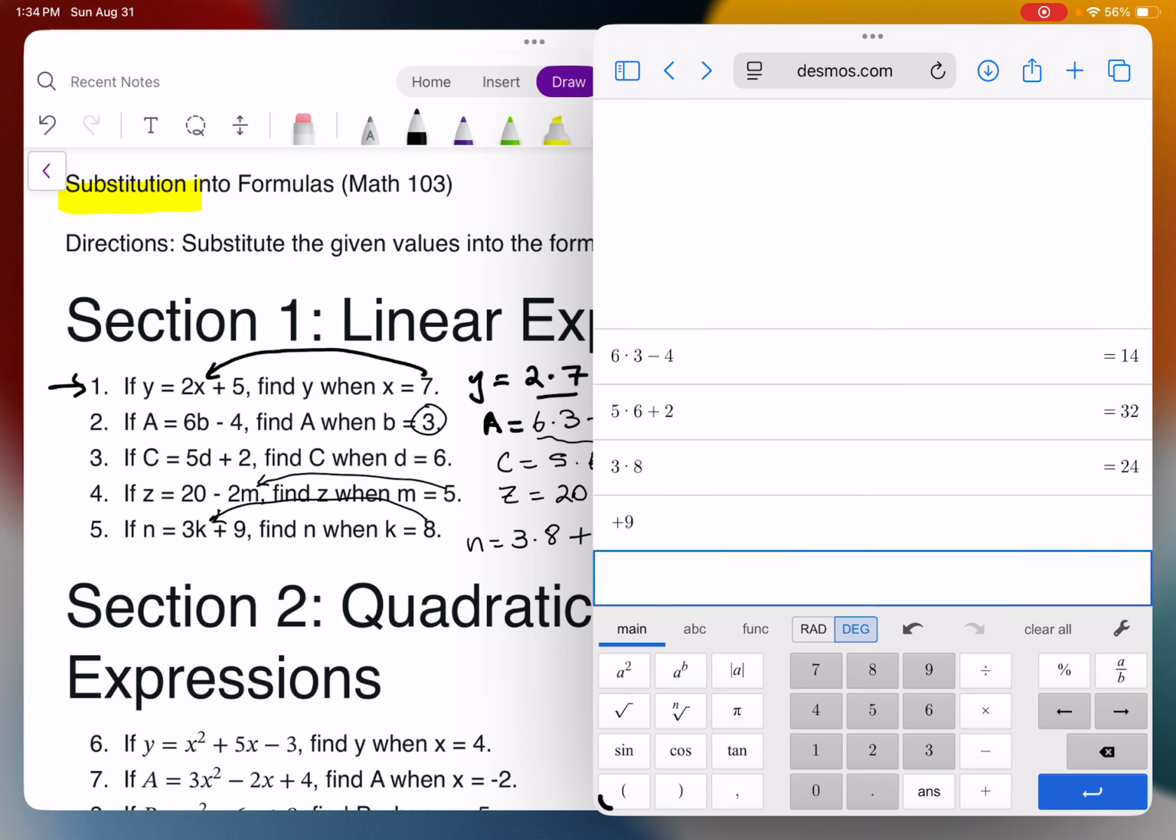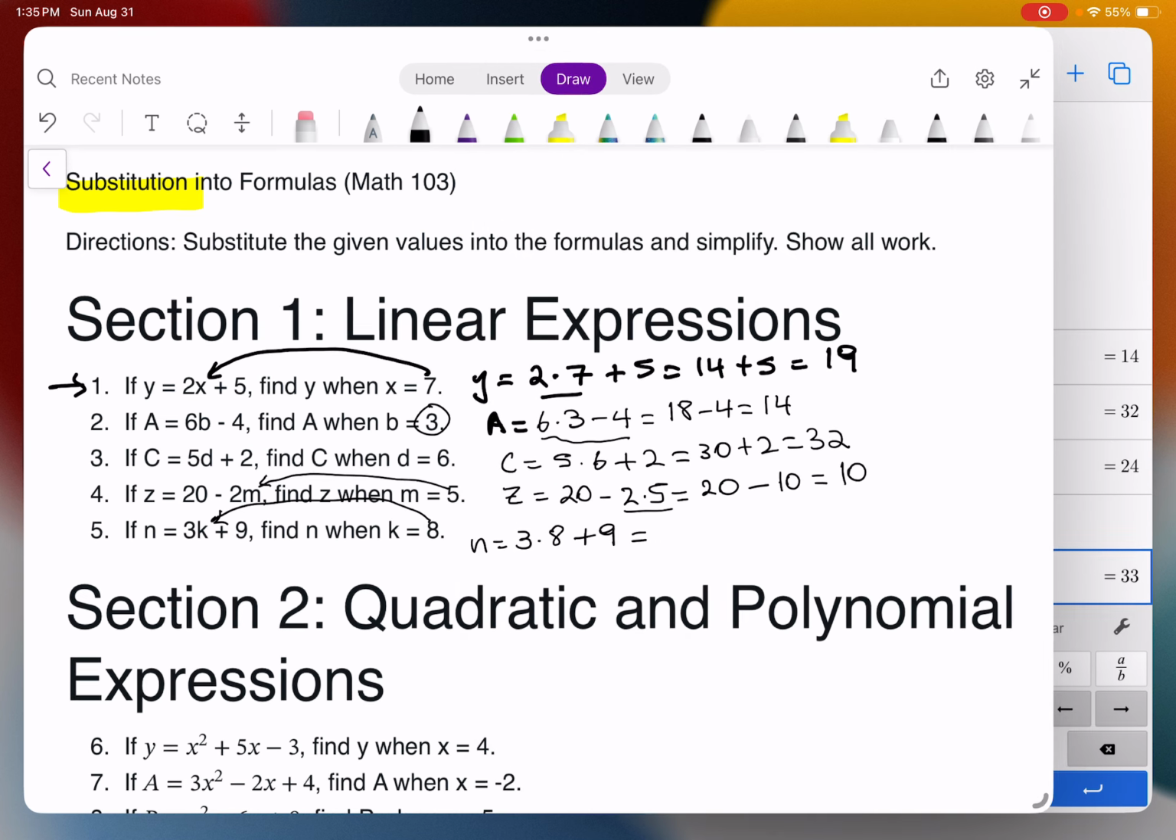and then enter. And I did something wrong, it looks like. So let me try it again. 3 times 8 plus 9. Okay, and that will give us 33.